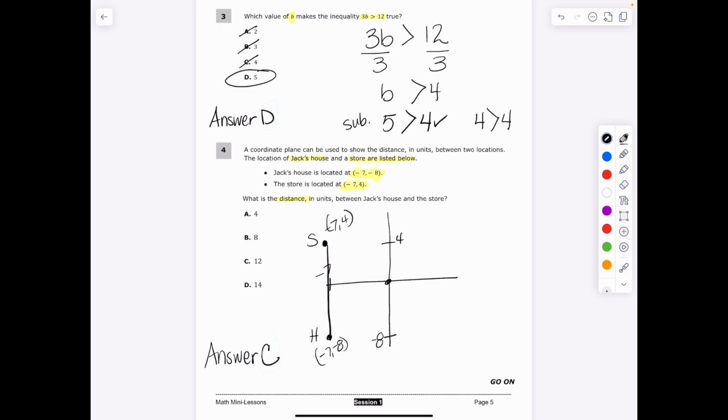So what I'm going to do is, I know that to get from here just to here, I'm walking down 4. How do I know? Because I'm up here at 4. I'm going down to 0. And I can walk down another 8 to the store. So altogether, my distance is 12. It's 4 plus 8 is equal to 12. That's one way to find this.